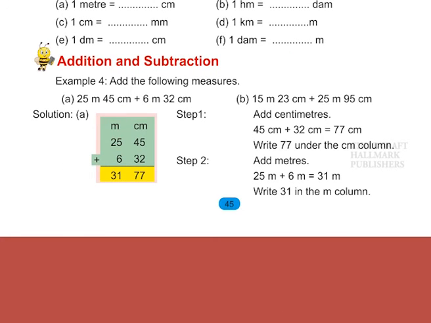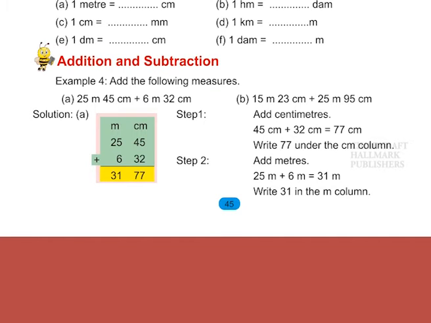Addition and subtraction. Example 4. Add the following measures: 25 meter 45 centimeter plus 6 meters 32 centimeters. Solution. Step 1. Add centimeters. 45 centimeters plus 32 centimeters is equal to 77 centimeters.